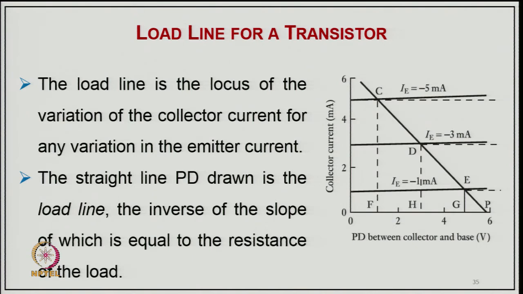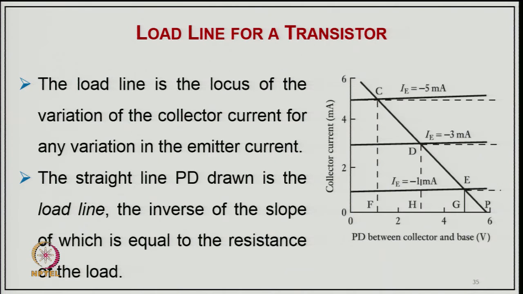In this configuration, the voltage between collector and base we are applying, because it is a common base transistor configuration. So, this is VCB and here we have the collector current, and of course, for different emitter currents, a different amount of current will cut at different points, and joining these points we call it the load line.